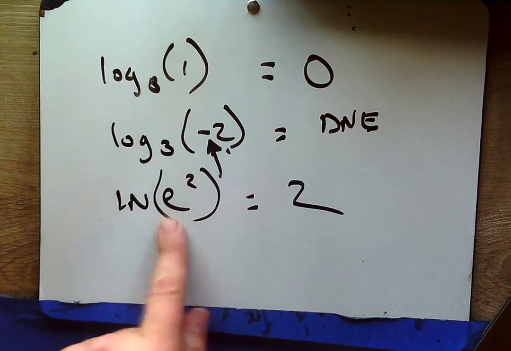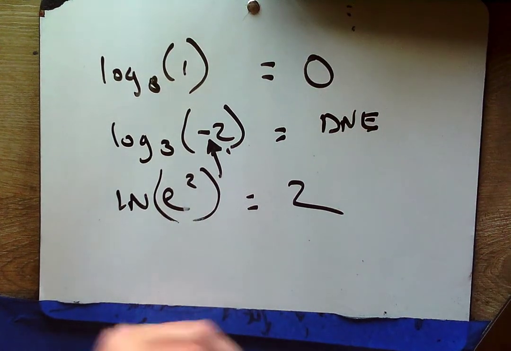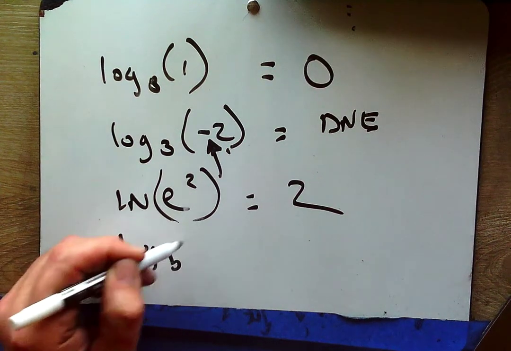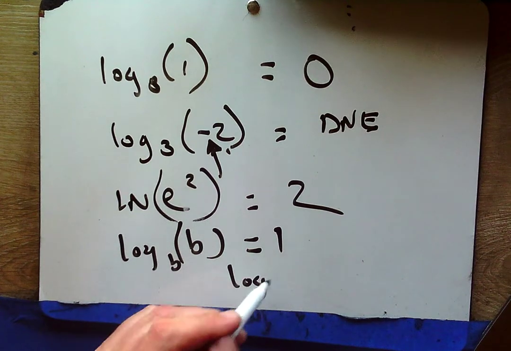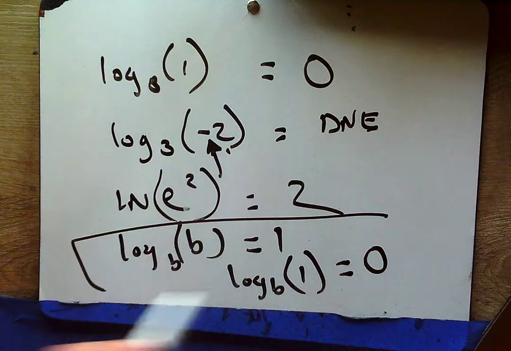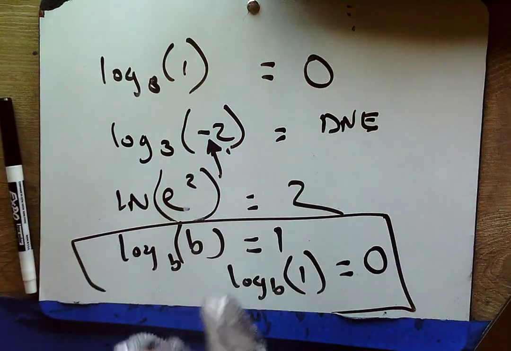Log base e to the power of, they cancel each other out, I'm left with 2. Okay? Log base b of b is 1. Log base b of 1 is 0. These are probably the most common, so please make sure you know those and are comfortable with those.